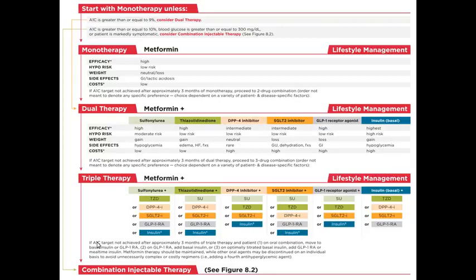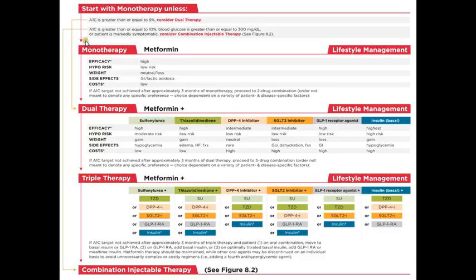So how to treat these patients? A very, very busy slide, but very important for the clinicians. What is advised is you start with monotherapy, unless the HbA1c is greater than or equal to 9%. If it is more than 9%, then you have to consider dual therapy.